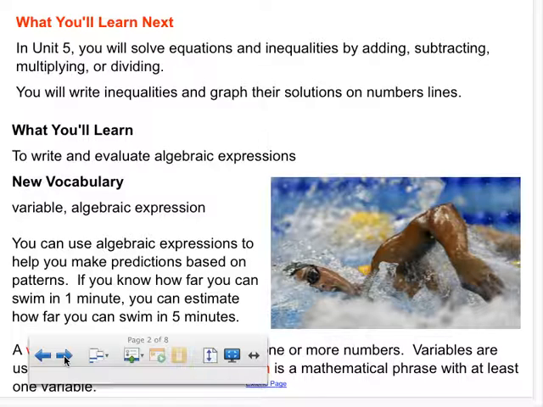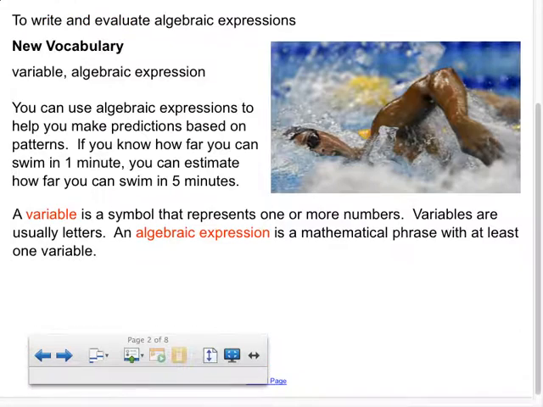algebraic expressions. You can use algebraic expressions to help you make predictions based on patterns. If you know how far you can swim in 1 minute, you can estimate how far you can swim in 5 minutes. A variable is a symbol that represents one or more numbers. Variables are usually letters. An algebraic expression is a mathematical phrase with at least one variable. So a numerical expression has no variables in it, only numbers. As soon as you see a numerical expression and there's a letter in there somewhere, it's no longer a numerical expression. It is an algebraic expression. You guys got it? Any questions about that?